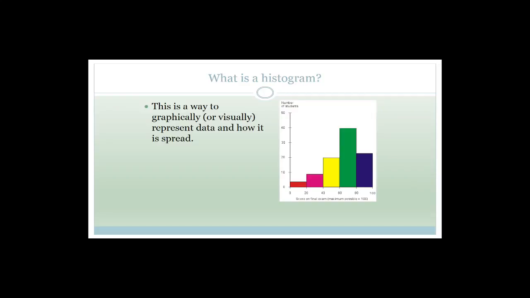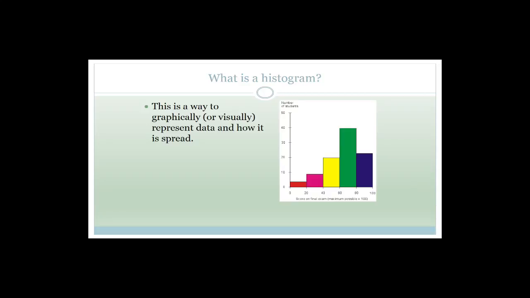So in this lesson, we're going to talk about histograms, and we're just going to carry on going through different parts of statistics. So first of all, what is a histogram? It's basically a graphical, or visual, way to represent data and how data is spread.